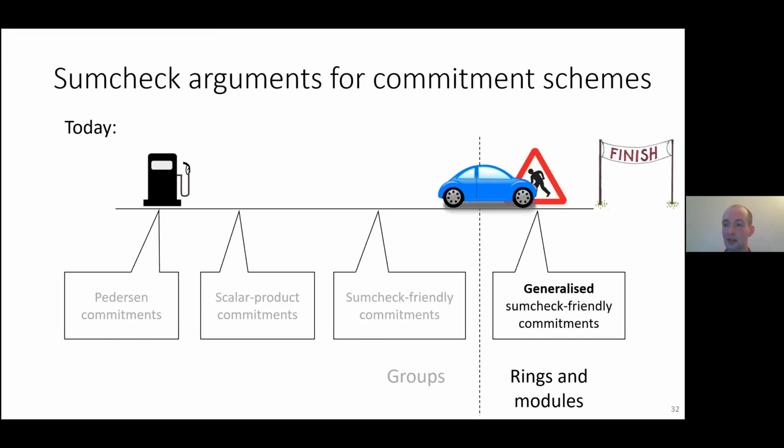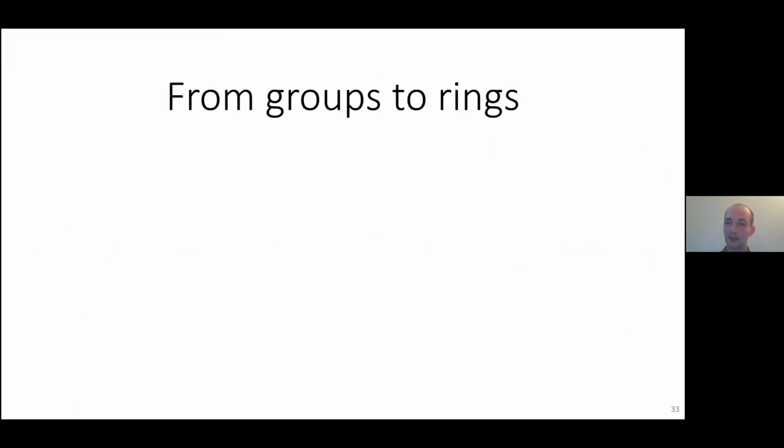All right. So the last part of the talk is how to generalize from these sumcheck-friendly commitments, which you could have defined over groups like Pedersen commitments were originally, to commitment schemes defined over rings and modules. And this lets you do things with lattice assumptions and get plausibly post-quantum secure succinct arguments. Okay, so how to move from groups to rings.